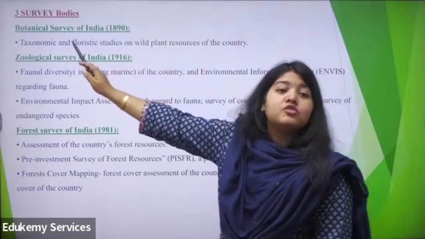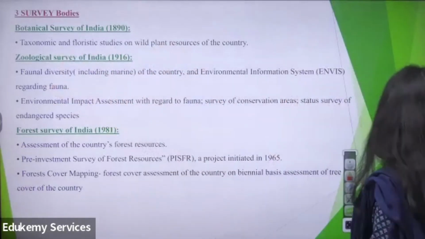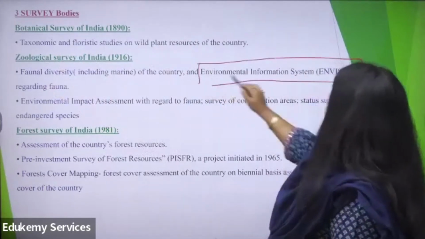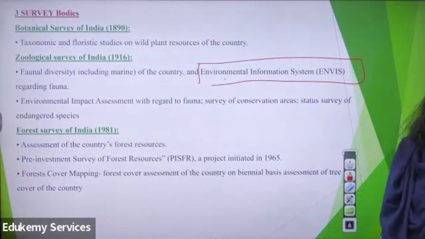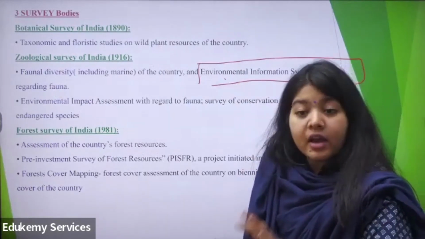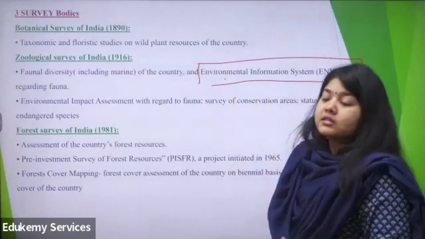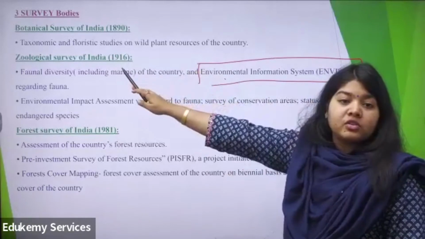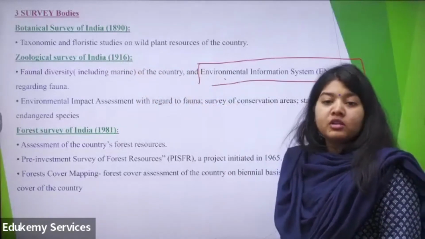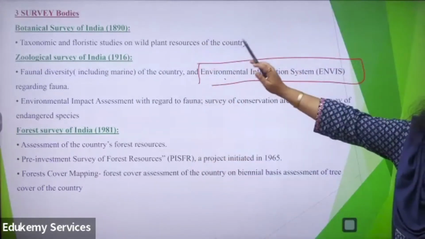And the second is the zoological survey, which uses ENVIS, which is Environmental Information System. Now, all of these, number of tigers in this area, number of birds in this area, elephants in this area, lions in this area, which is the organization which does the survey? Zoological Survey of India. So please note down the name of the bodies.